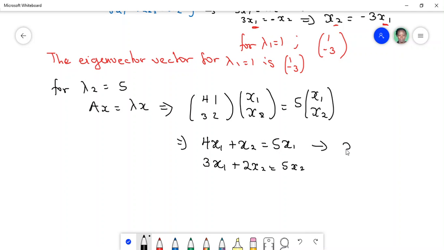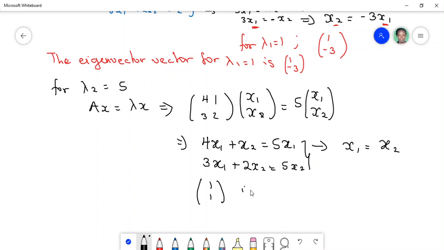So this implies that 1, 1 for X1, X2 is a solution. I say it's a solution corresponding to eigenvalue 5.